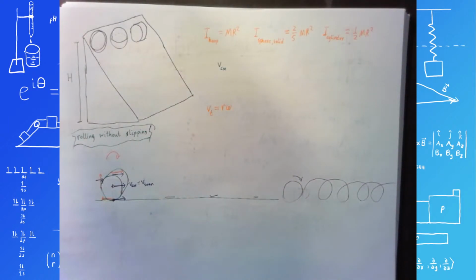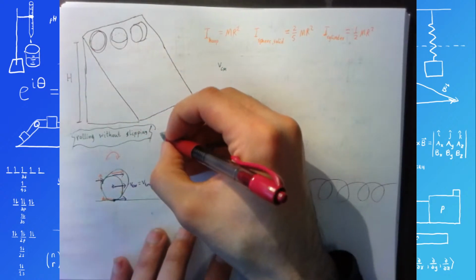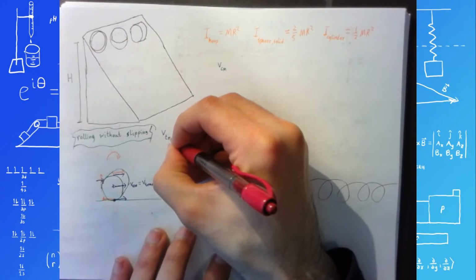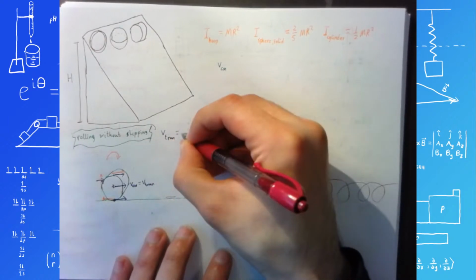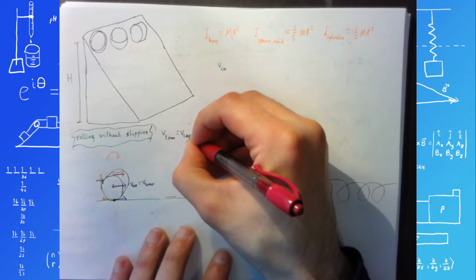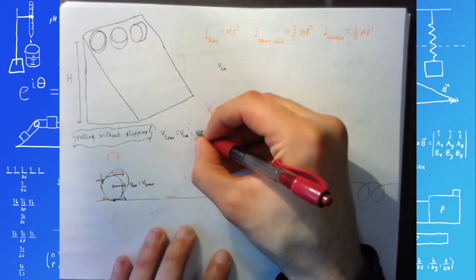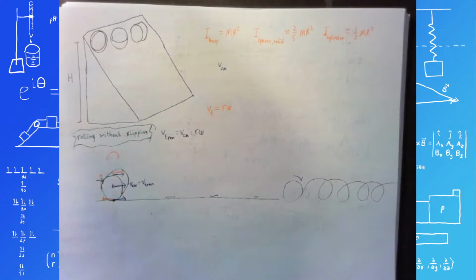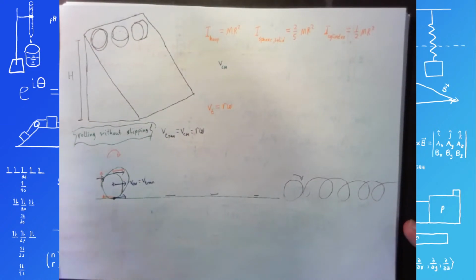So all this is to say, rolling without slipping means V translational equals V center of mass equals V tangential equals R times omega of the object. Whatever the radius of the object is, whatever the angular velocity of that object is, that will be the translational velocity of the object, which you can use to calculate the translational kinetic energy of the object.